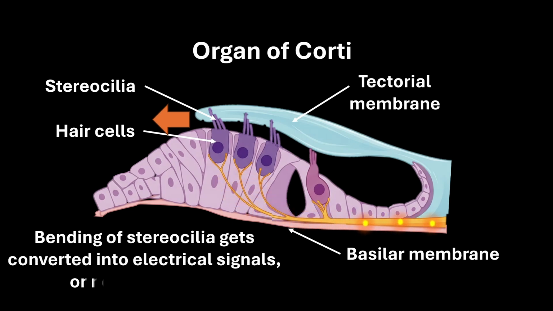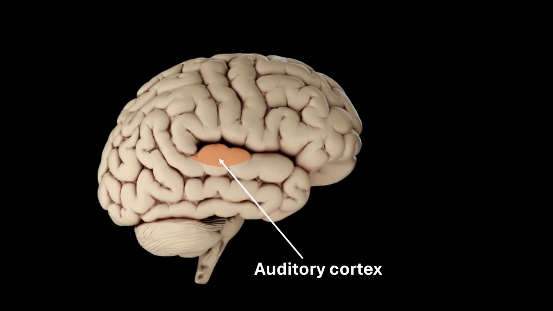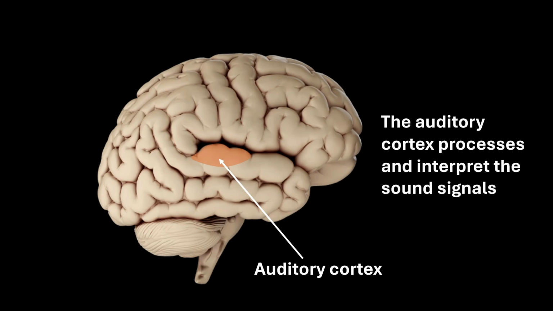Now, this mechanical movement gets converted into electrical signals or nerve impulses. Now, these nerve impulses then travel through the auditory nerve to the brain. Finally, in the auditory cortex, these signals are processed and interpreted, and that is when we actually perceive sound.